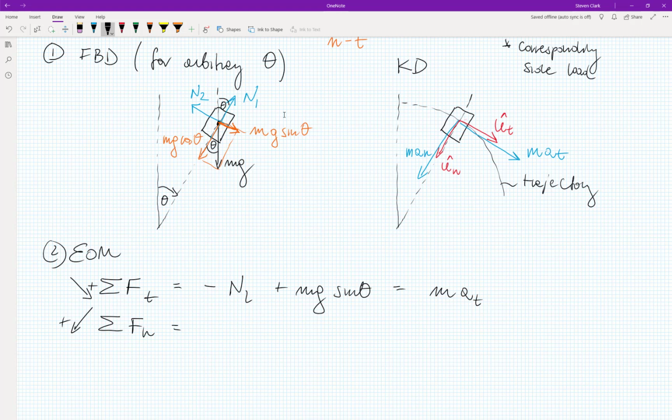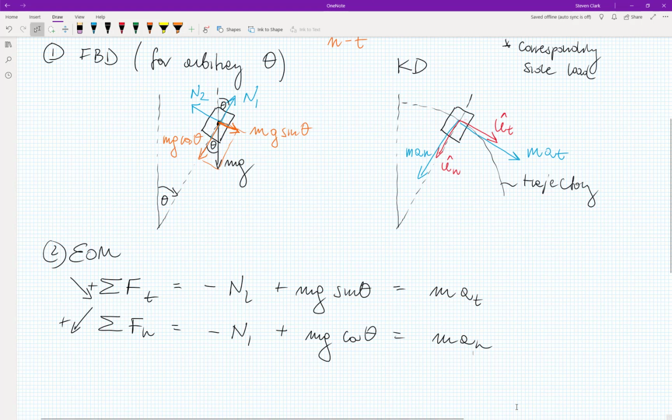MAT. And now in this direction we have minus N1 plus mg cosine theta, MAN. Okay, guys, we're done with FBD, we're done with EOMs. Any questions?